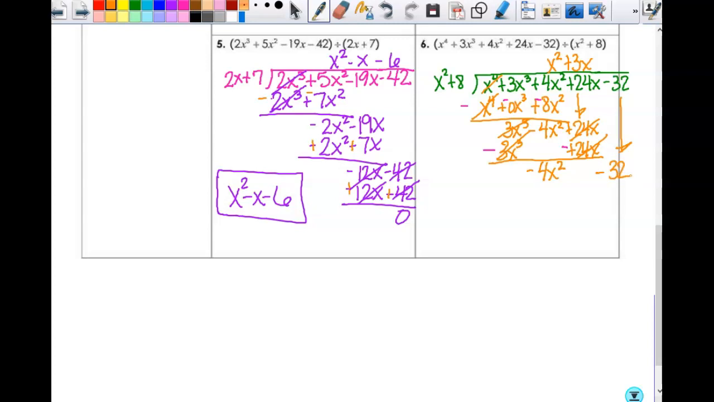So then x squared goes into negative 4x squared minus 4 times. So then this gives me negative 4x squared minus 32. Change the signs. And your remainder is 0. Your answer, therefore, is x squared plus 3x minus 4.